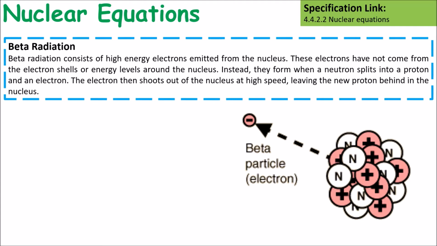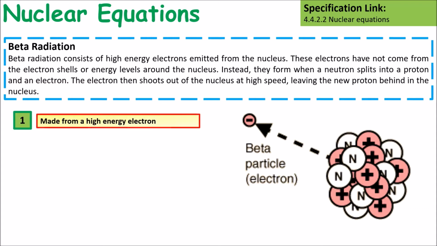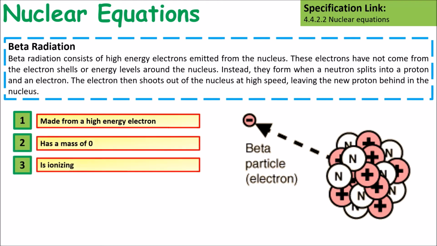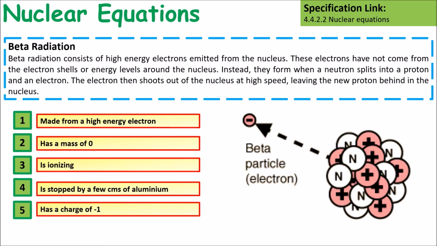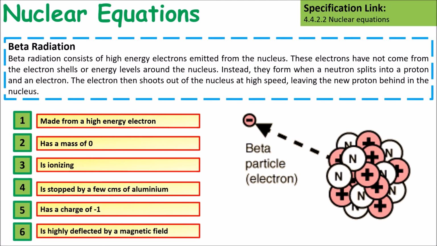Beta radiation is made of high-energy electrons. These electrons are emitted from the nucleus of an atom. When beta radiation is emitted, a neutron turns into a proton. So, like we just said, it's made from a high-energy electron. It has a mass of 0, it is ionizing, it's stopped by a few centimeters of aluminium, it has a charge of -1, and it is highly deflected by a magnetic field.